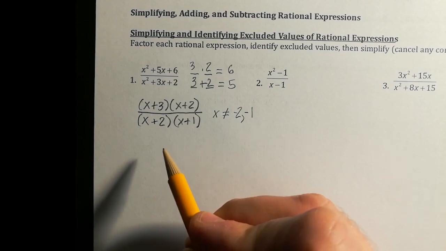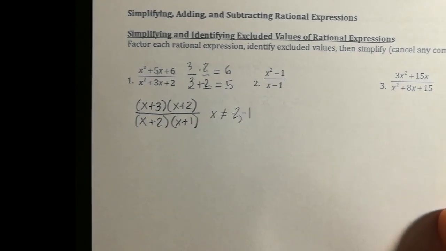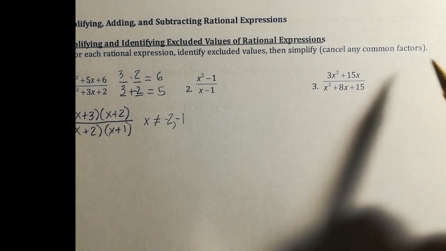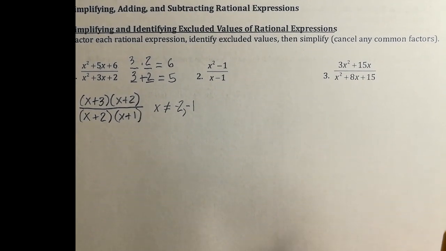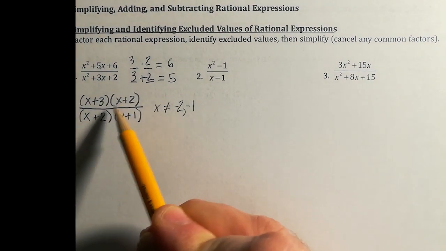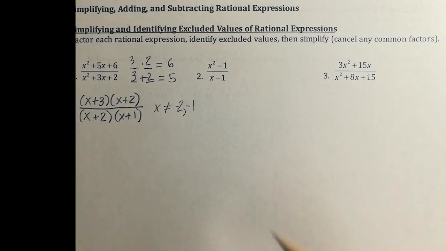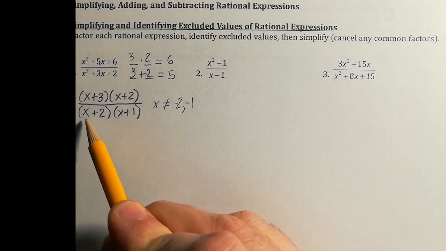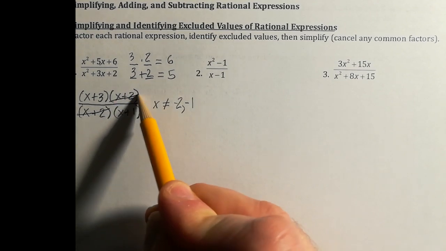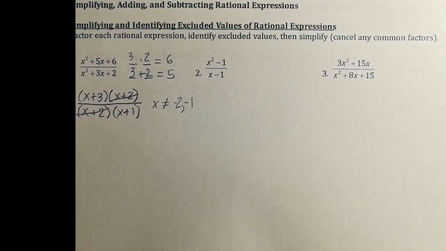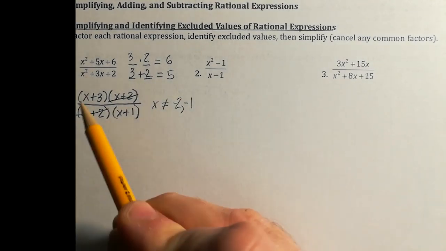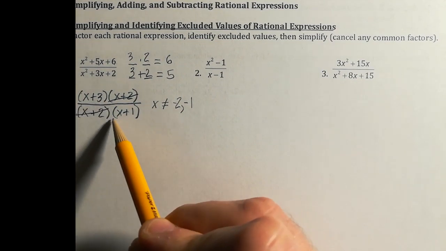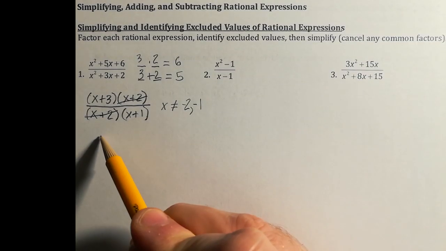Now we simplify, and you might have seen in the directions it says cancel any common factors. So notice that we have a common factor here and a common factor here. As you recall, if you divide something by itself, they cancel out to 1. Okay, right? 5 divided by 5 is 1. But here we don't really have to worry about writing down that 1 because 1 times x plus 3 is just x plus 3. 1 times x plus 1 is just x plus 1. So we just leave it like this.